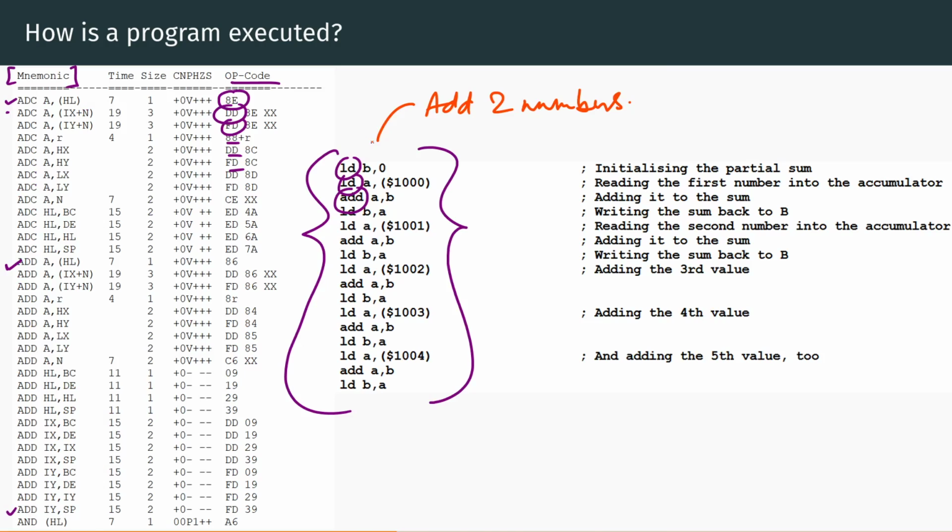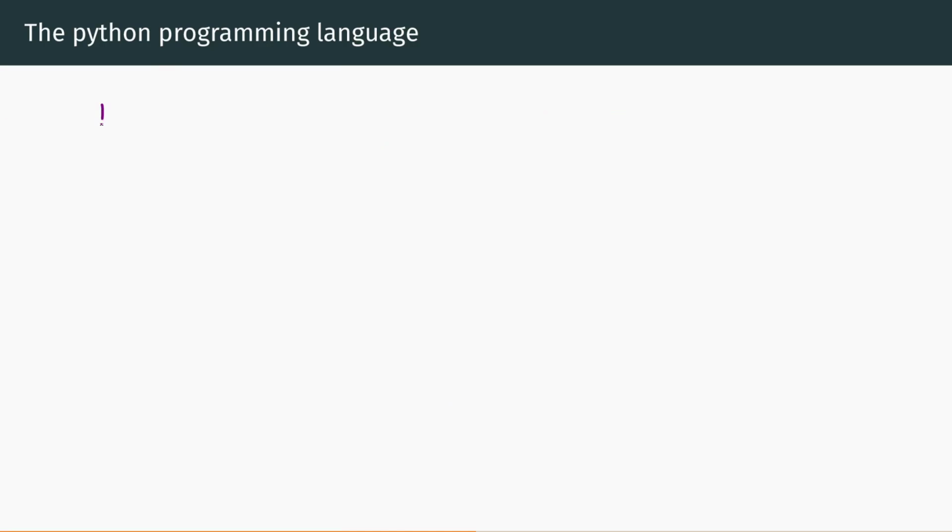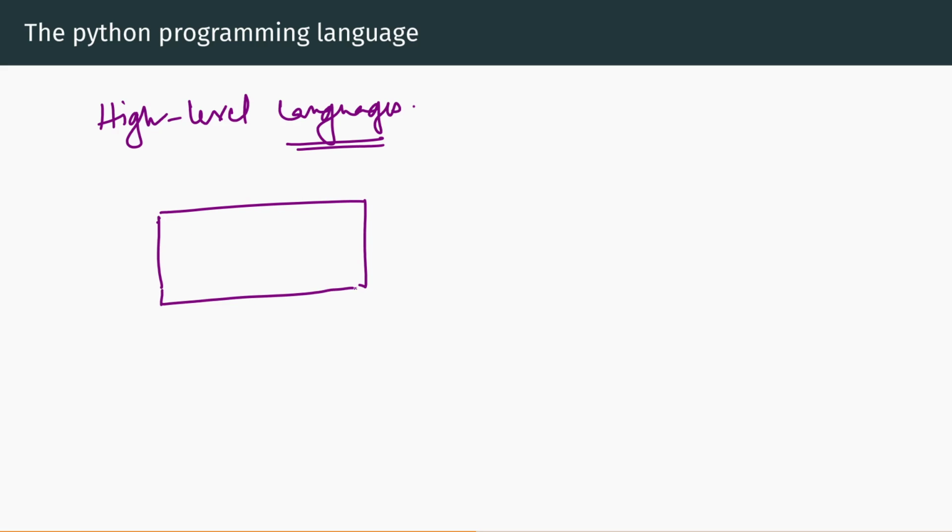This is not good. So what the scientists and computer engineers came up with was something called high level languages. These are languages that the computer cannot understand directly, obviously, but that are easier for humans to understand. What happens is you have something in between, another piece of software, which is called a compiler.